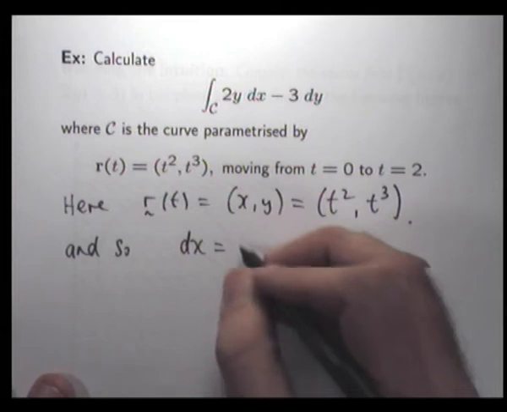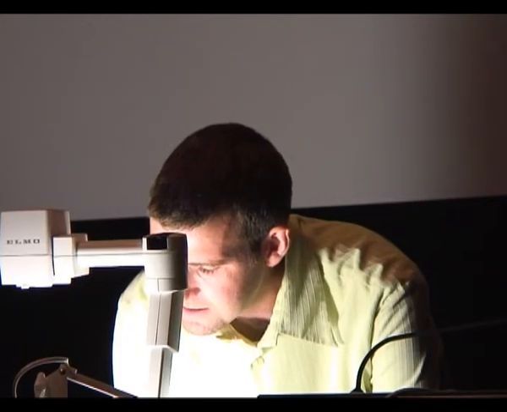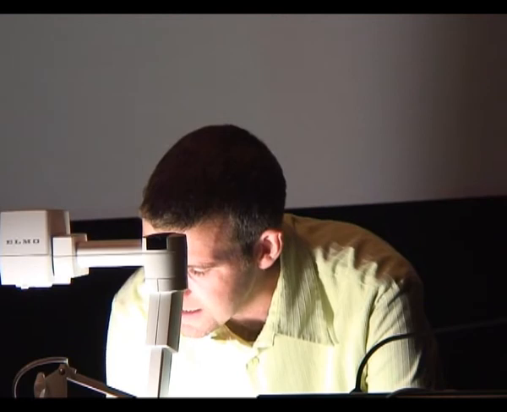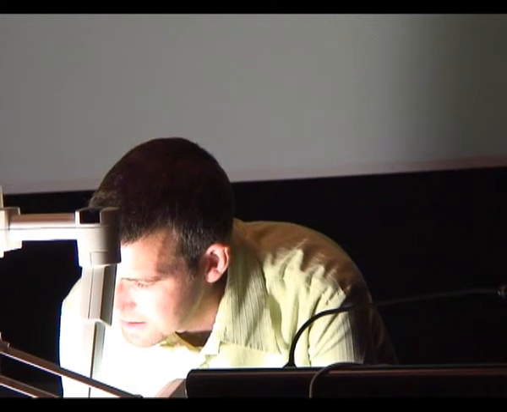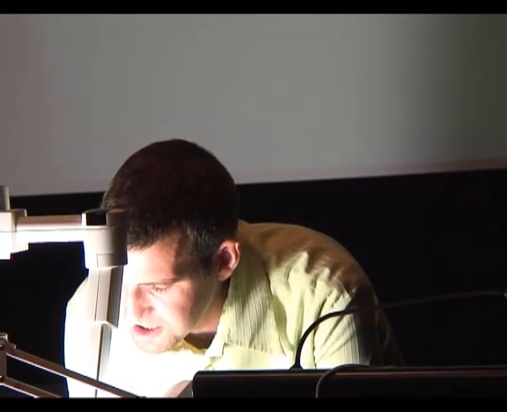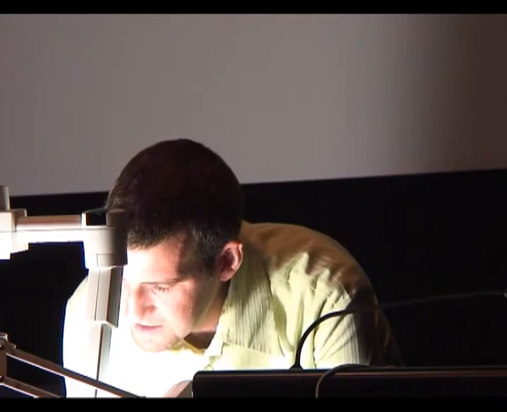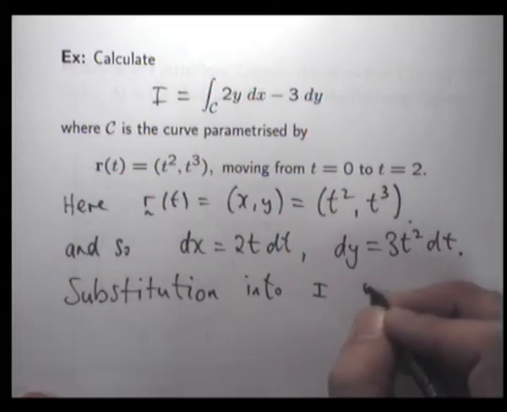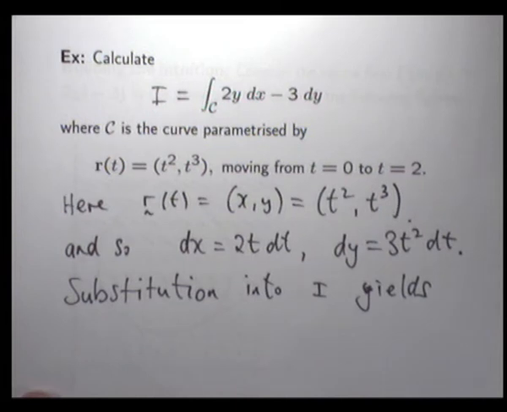So dx is going to be 2t dt. dy is going to be 3t squared dt. And then we just substitute into our line integral. Okay? We will produce an integrand that just involves a function of t. So I'll call this I. So substitution into I yields the following.